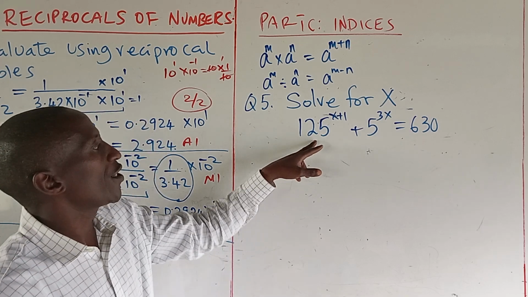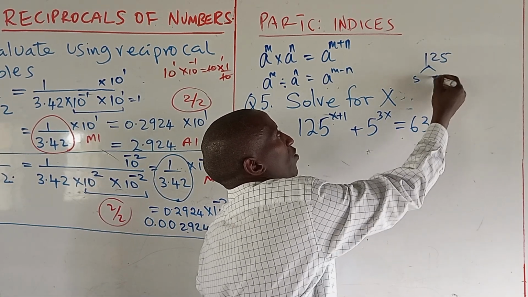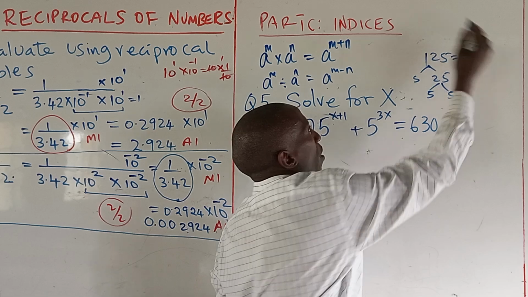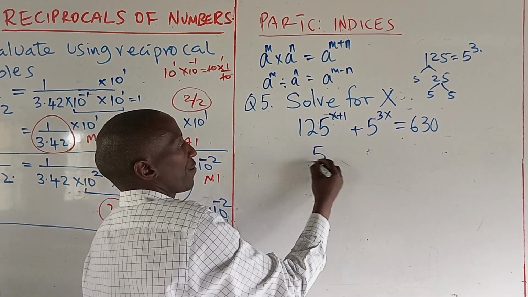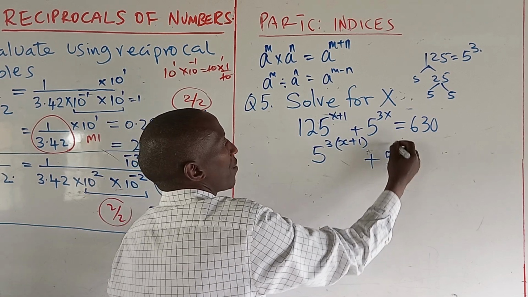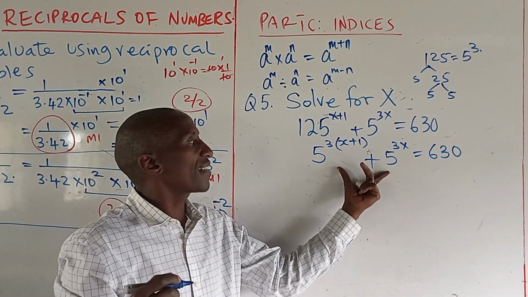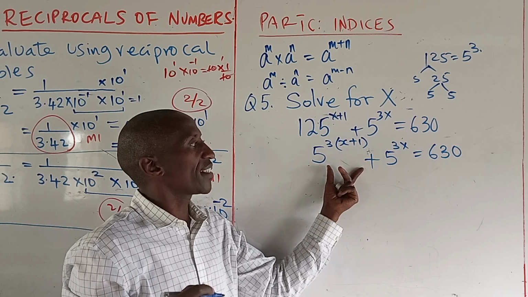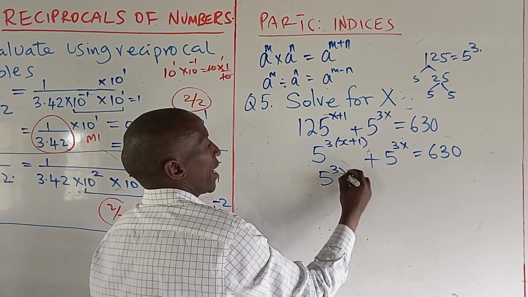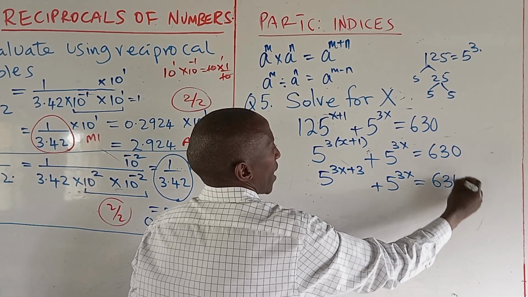So we look at 125 and 5. The factors of 125: if you divide by 5, you get 25. Divide by 5, you get another 5 here. So 125 is simply 5 power 3. If we bring that concept here, we shall have 5 power 3, but it has a power x plus 1. Then we add 5 raised to the power 3x, which is equal to 630. So this part has the unknowns. Let us work them out until we are able to equate to this. So we open the brackets here to get the question better: 5 power 3x plus 3 added to 5 power 3x, and that is equal to 630.